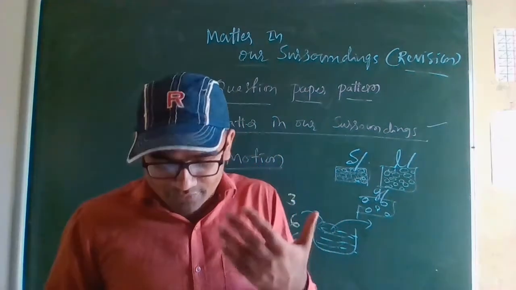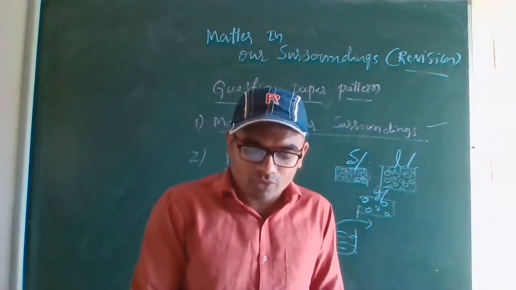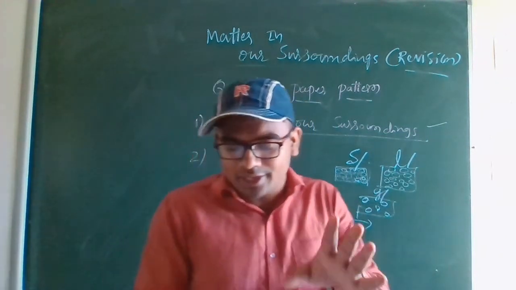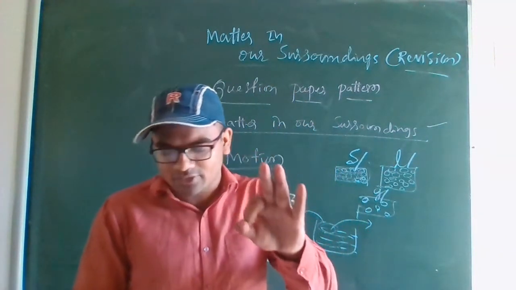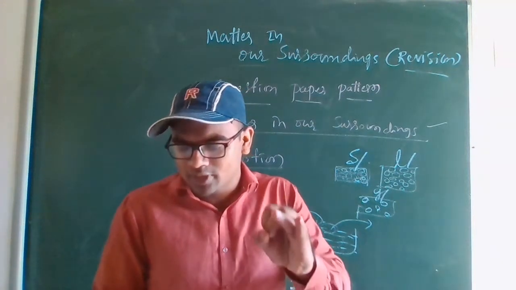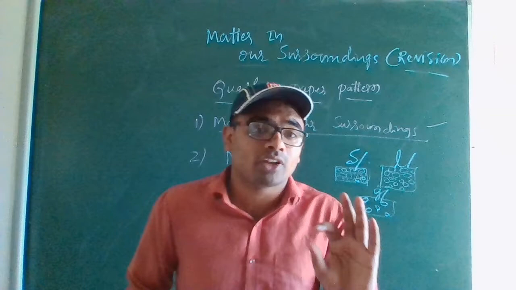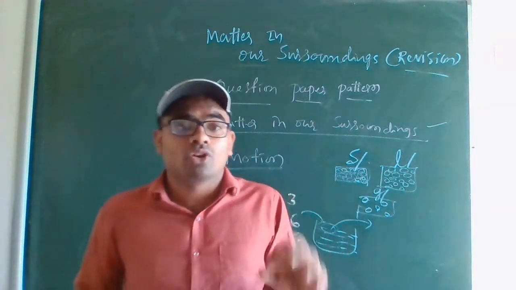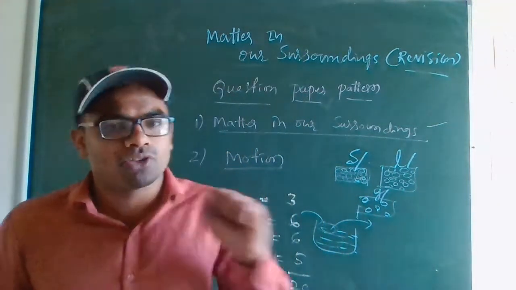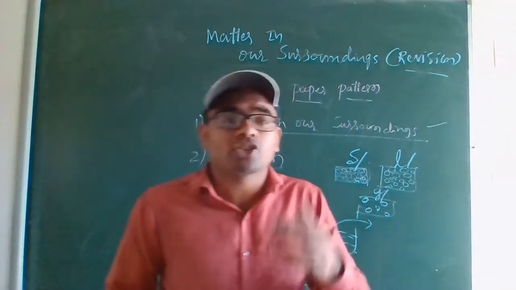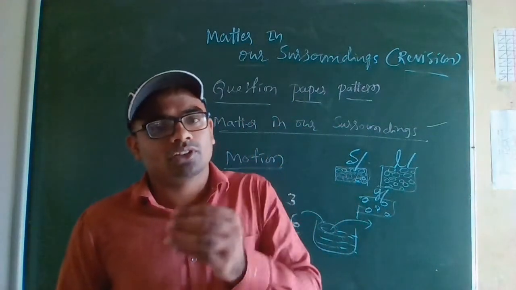What are the factors affecting the evaporation or the rate of evaporation? The rate of evaporation depends on 4 factors: the surface area exposed to the atmosphere, the temperature, the humidity, and the wind speed. This is very much important. Factors affecting evaporation, for 2 mark or 3 mark, this is very much important. Evaporation causes cooling. Because of evaporation, cooling happens.